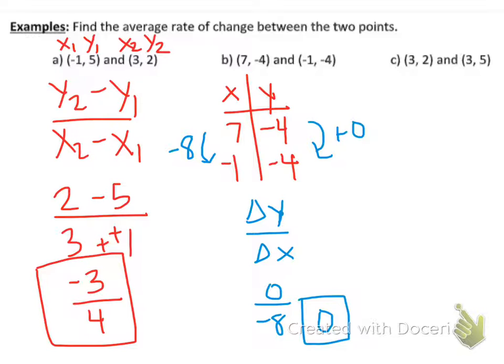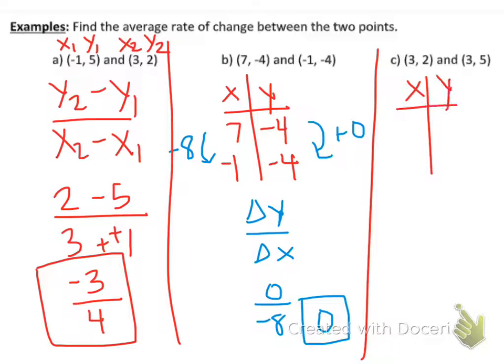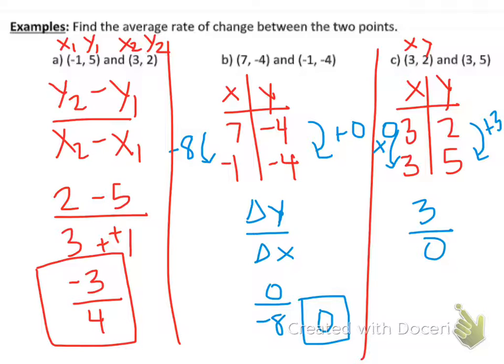I'm going to show you letter C the same way because I think the formula is something you know. This way might be a little bit newer. So again, we set up our table. I have 3, 2, so that's coming from the x and the y, and then 3, 5. So my y's are going from 2 to 5, so they're going up by 3. My x's are not going up at all. They're going up by 0. Then I set up my change in y over change in x, which would be 3 over 0, which would be undefined.